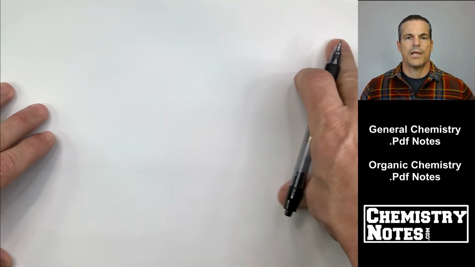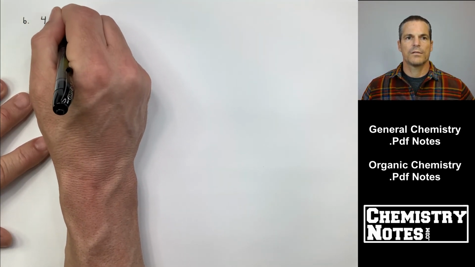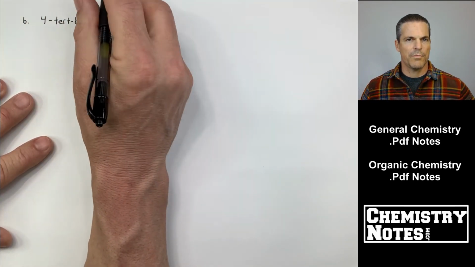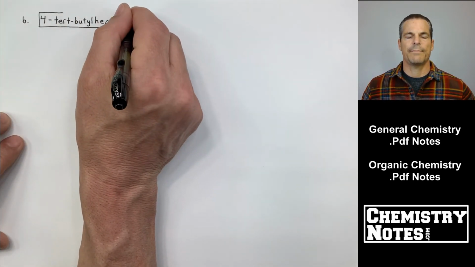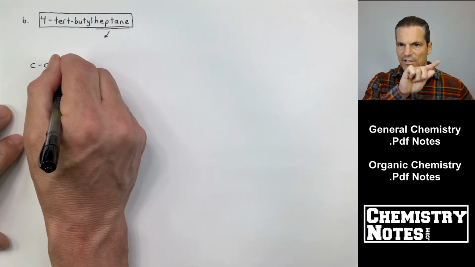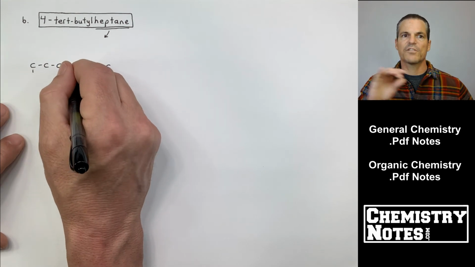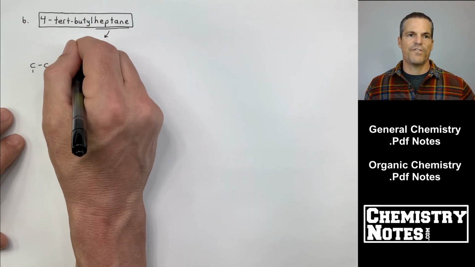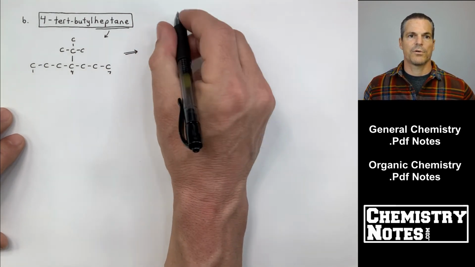All right, now here's B, another example. 4-tert-butyl. Tert-butyl, you remember that? That is a crazy looking branch. 4-tert-butylheptane. First things first, let's draw the heptane. That's just 7 carbons in a chain. Ding, ding, ding, ding, ding. Carbon 1 on the left, carbon 7 on the far right. Find your carbon 4 and put a tert-butyl group up there.